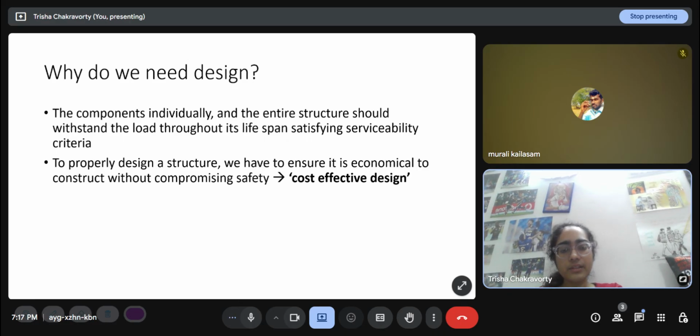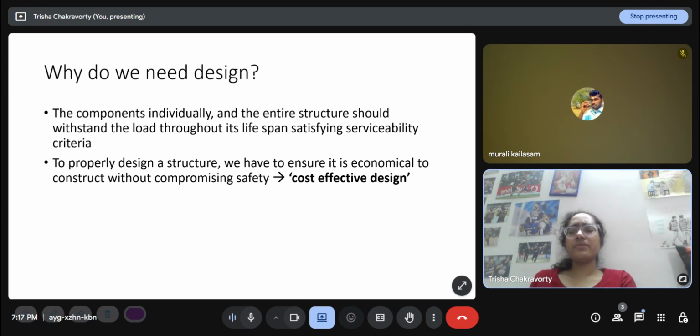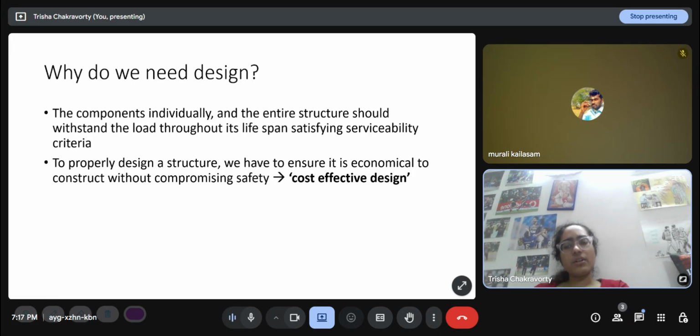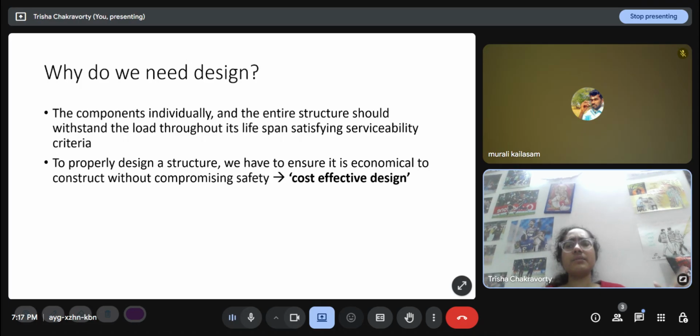To properly design a structure, we have to ensure it is economical to construct without compromising safety. So this will lead to a cost-effective design. So there is always a balance that we need to strike between the safety of a structure and the economy of the structure. Because if we use very expensive materials like very high strength, high tensile steel, very high grade concrete, and we make large columns, large beams, like the sections are all very large, what happens is it might also hamper the functioning. Like you don't want a huge column in the middle of your room, right? But apart from that also, the more material we use or the more high strength material we use, it is going to rapidly increase the cost of construction.